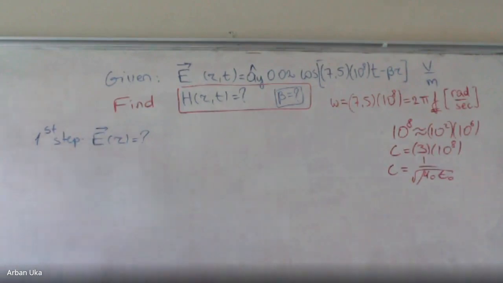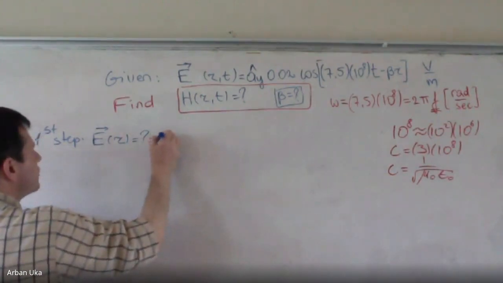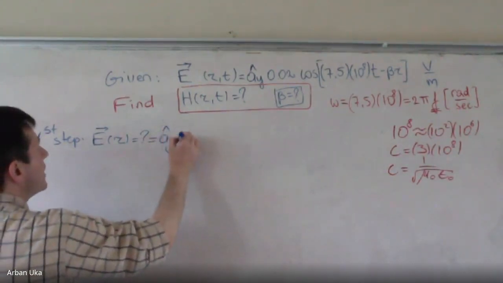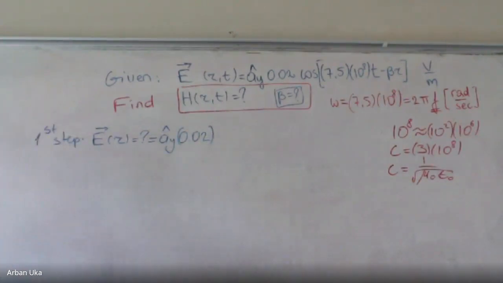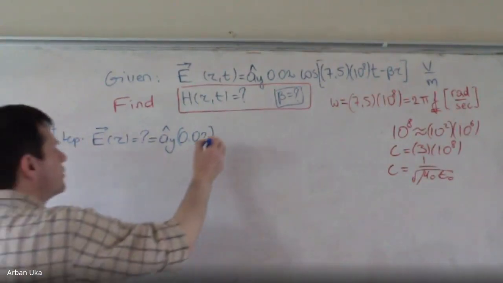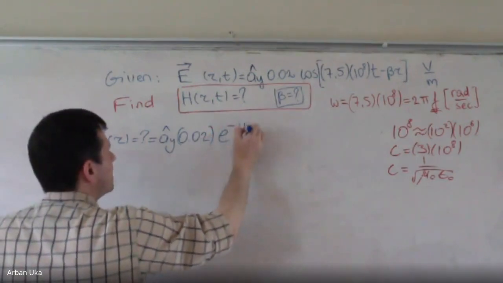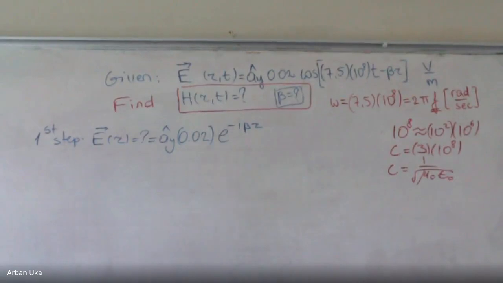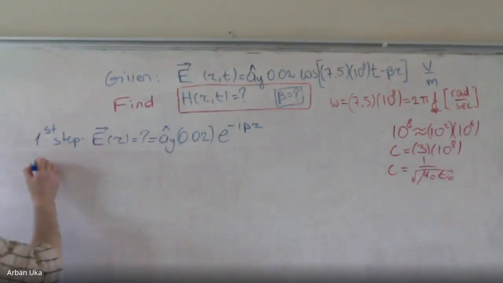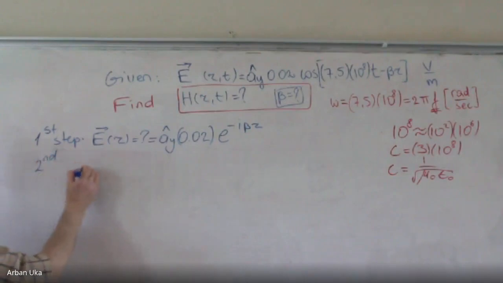What this means is that Ez, we need to identify what is the phasor. And this phasor is equal to ay times the amplitude, which is 0.02. This is the amplitude. And then we have e to the power minus j beta z. This is the phasor of the electric field. The second step, we need to find H from E.